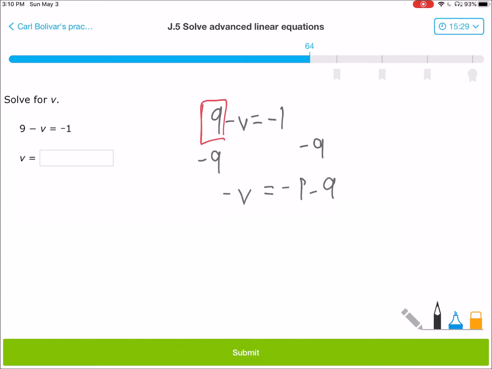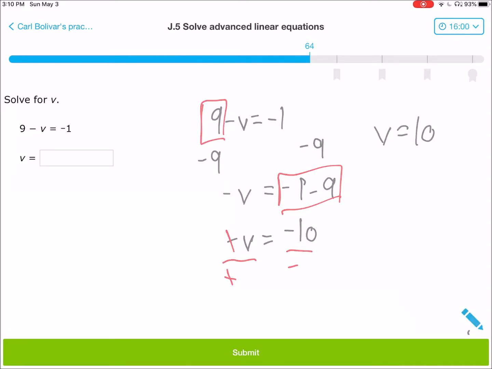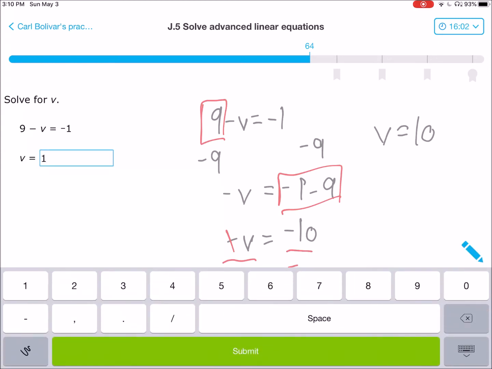Alright, so now I'm going to simplify these. What that's left me with is negative v is equal to -10. Now I'm going to divide by negative. That'll eliminate. And I'm going to divide the other side by a negative. And when a negative and a negative multiply each other, or divide each other, it becomes a positive. So then what I'm left with is v is equal to 10. So let's put 10 as our answer.